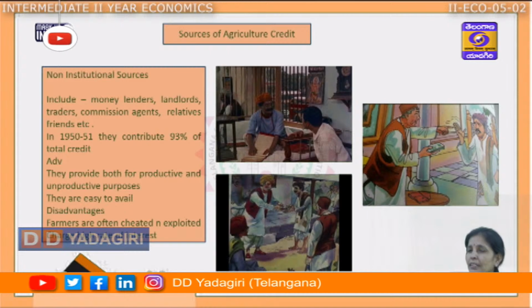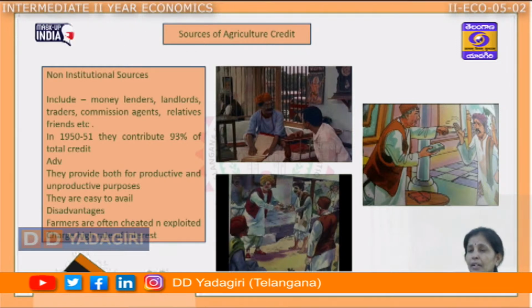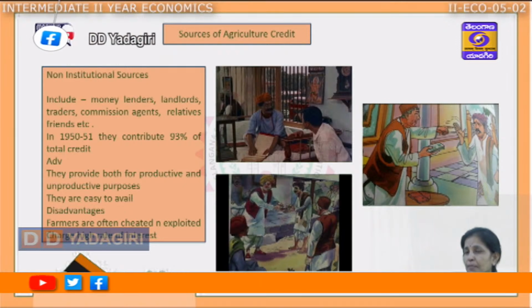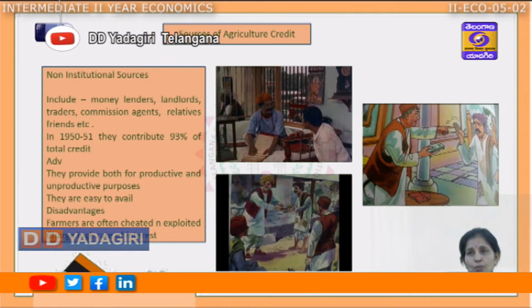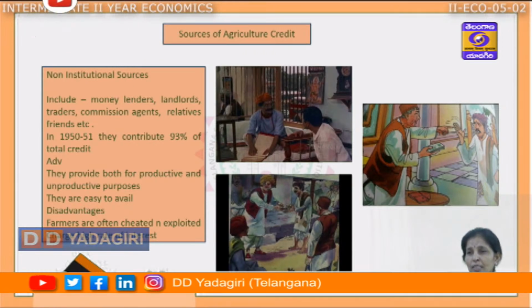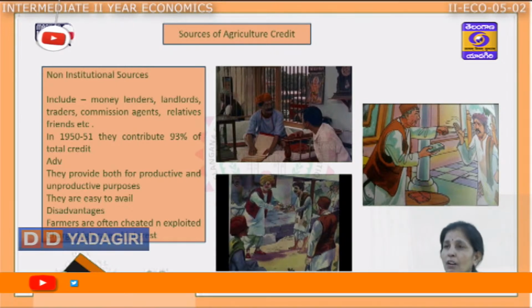But there are certain advantages of non-institutional sources: money lenders, traders, and commission agents provide loans for both productive and unproductive purposes. Loans for unproductive purposes are not taken care of by any institutional sources. And because of illiteracy, farmers find it very easy to take loans from money lenders and landlords. But the major disadvantage today, rural indebtedness, is just because of non-institutional sources of credit, because the farmers are cheated and exploited with high rates of interest.